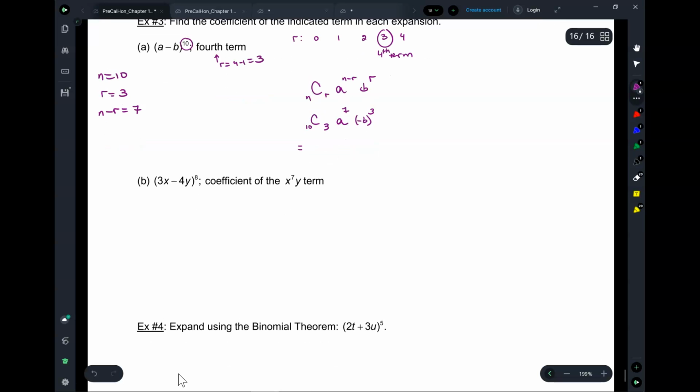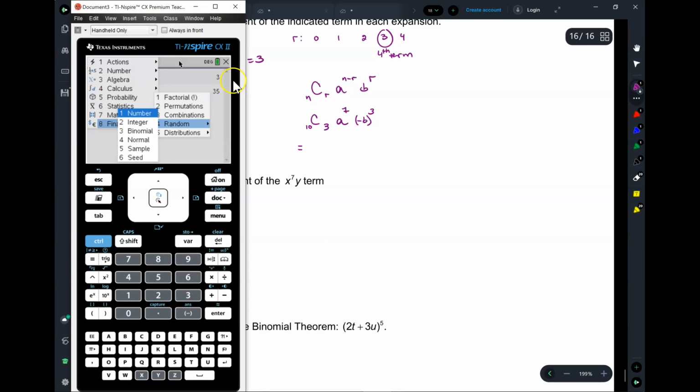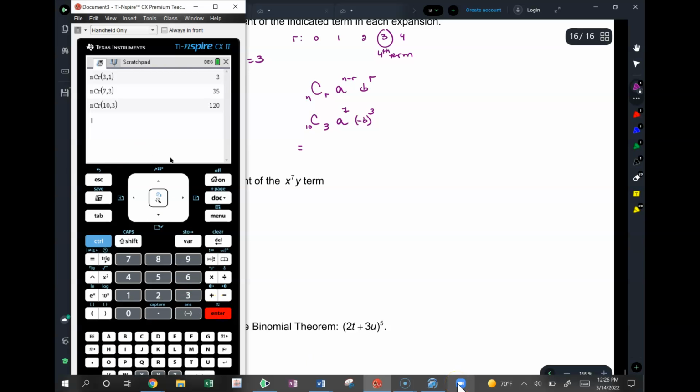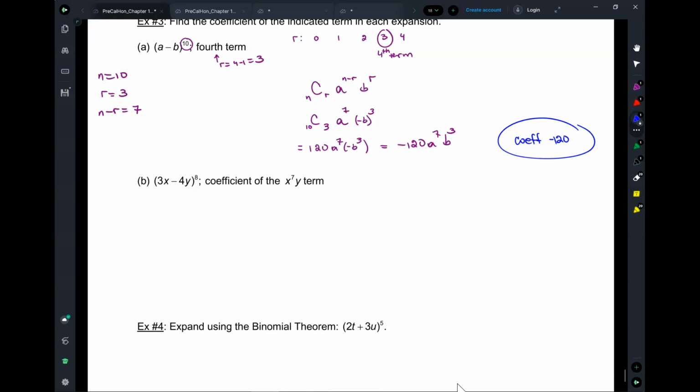So let's do the combination of 10 and 3. Combinations, 10, comma 3, is 120. A to the 7 times negative b cubed, right? So this is negative 120 a to the 7 b cubed. It means the coefficient is how much? Negative 120. So you have to understand just to see if it turns negative or not.